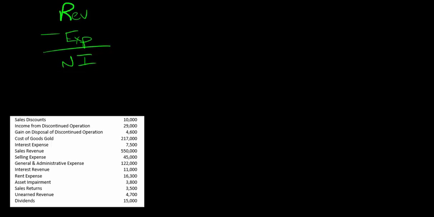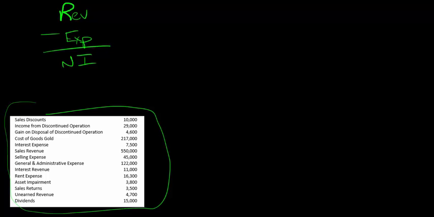I've got a list of accounts here for you, and we're going to use these accounts to create a multi-step income statement. But let's first take a look at these accounts. This is not a trial balance. This is just a list of accounts. But I want you to notice a few things.